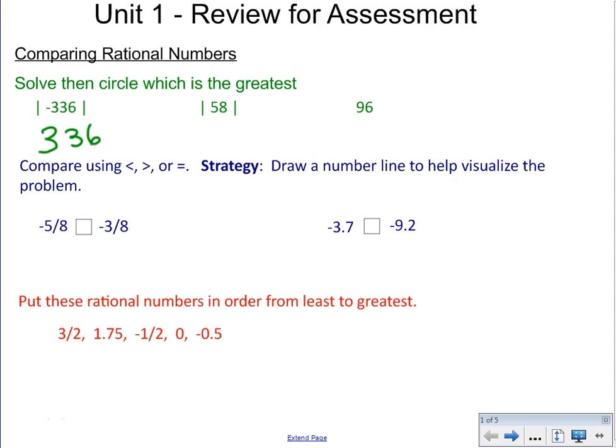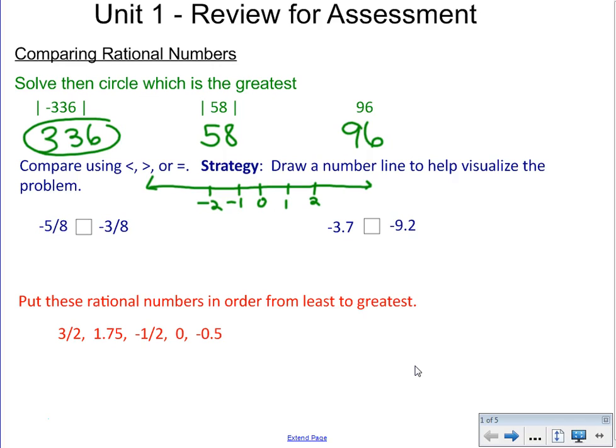336. If it's already positive, we just take it out of the bars and rewrite it, and then we have 96. Which of these is the greatest? 336.